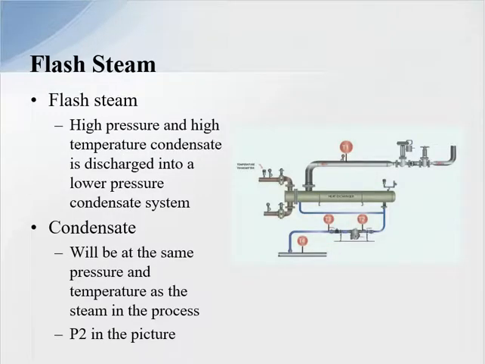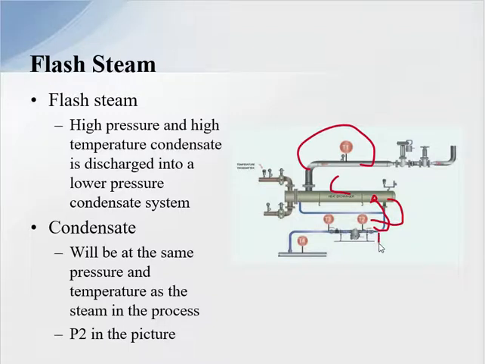Flash steam: higher pressure and higher temperature condensate is discharged into a lower pressure condensate system. Condensate will be at the same pressure and temperature as the steam in the process, which is shown here in picture 2. So if we have 100 psi, 338 degrees Fahrenheit steam coming into the process, latent energy is released, and it condenses down into condensate at P2. This temperature will be the same as the pressure and temperature in the process.